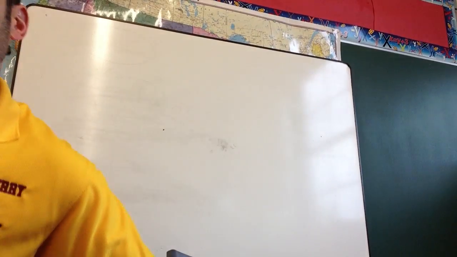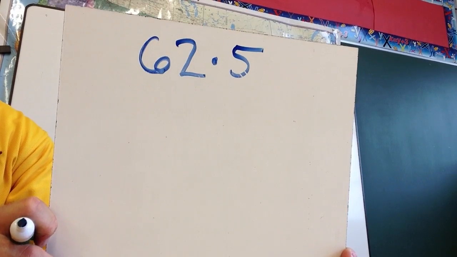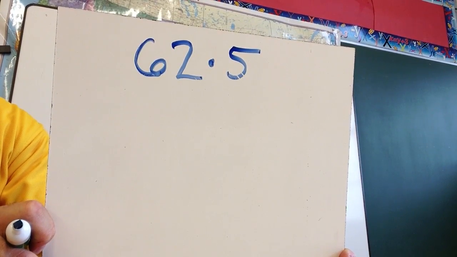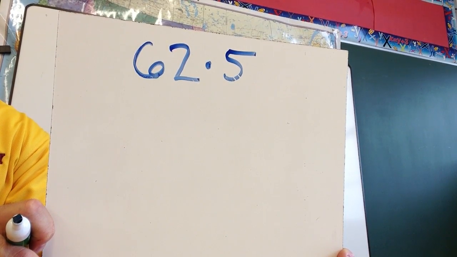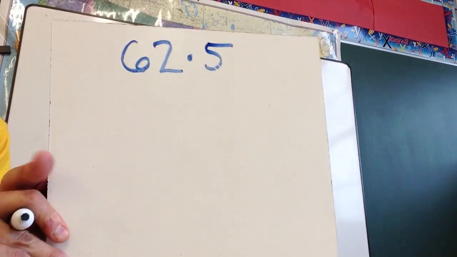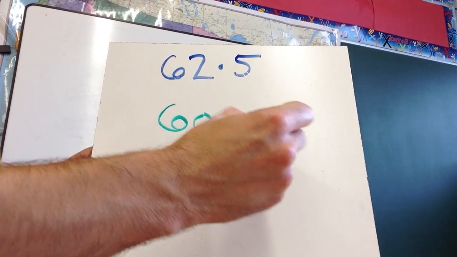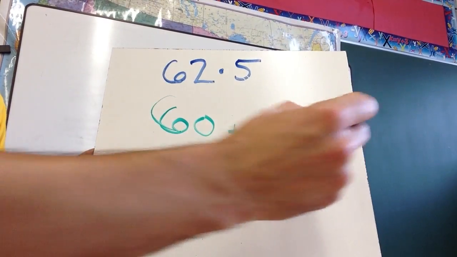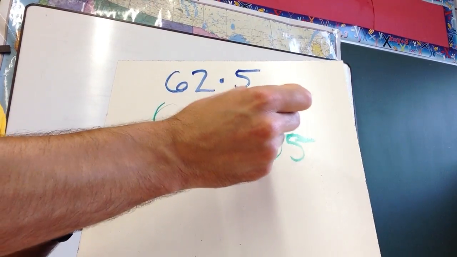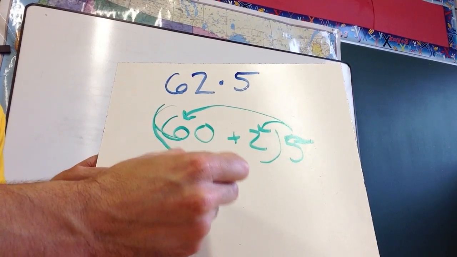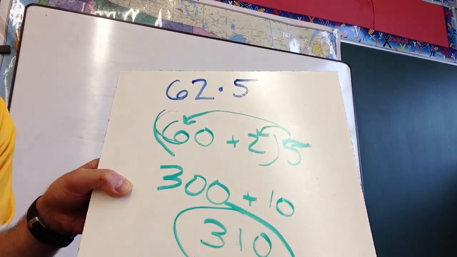Now here, you try one. Think about how you could write the number 62 using the distributive property. Go ahead and pause the video to practice this problem. So in this problem, you would want to write 60 plus 2 times 5. So I'm going to take 5 times 60, 5 times 2, and this becomes 300. That's 10. So my final answer would be 310.